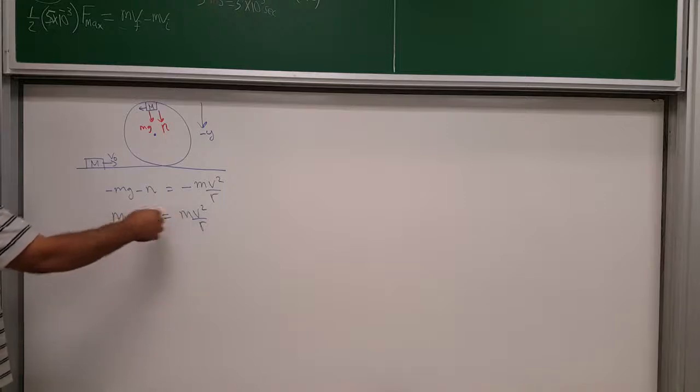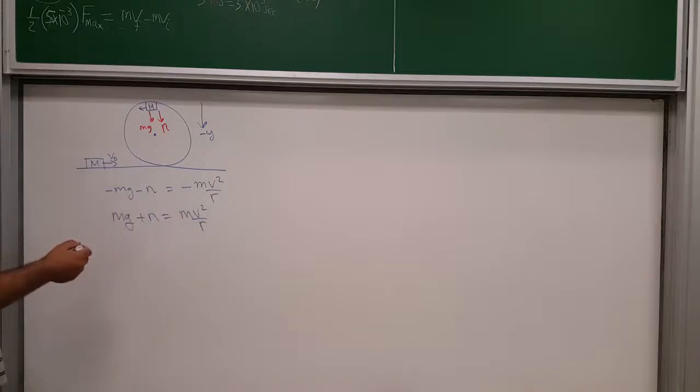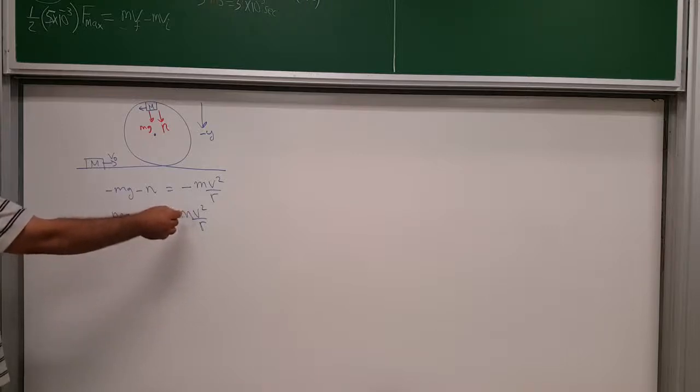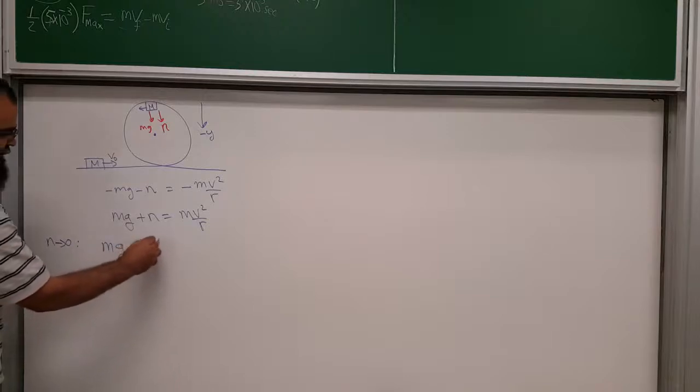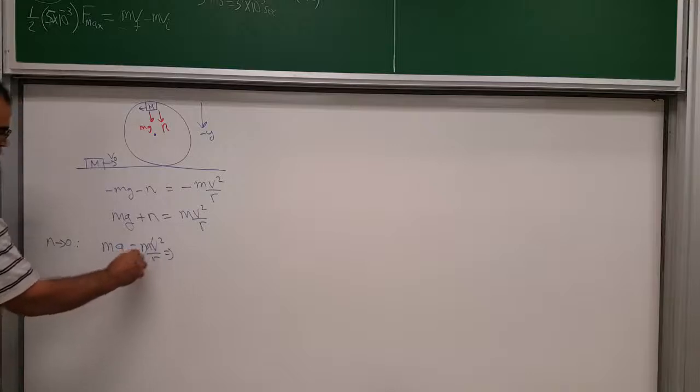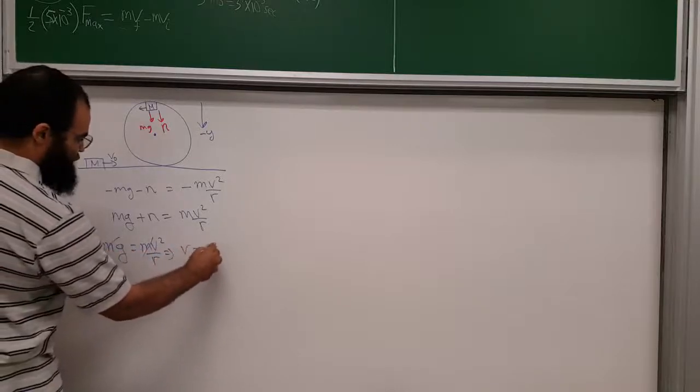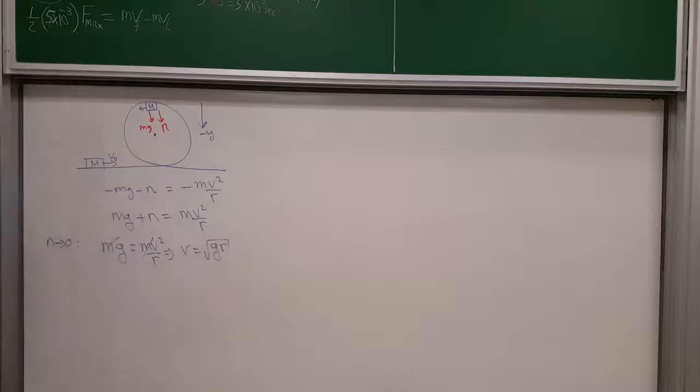So if v is large, the normal force is fine. It will be larger than zero. But if it's below a certain number, the normal force will become zero. And I want to find that minimum value for which the normal force is equal to zero. So if you take the limit as the normal force approaches zero from the right, just plug in zero here. We get mg is equal to mv squared over r, and so v will equal the square root of gr. That's the minimum speed needed here.